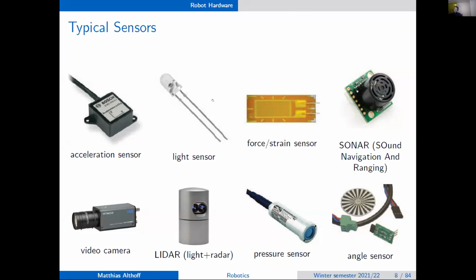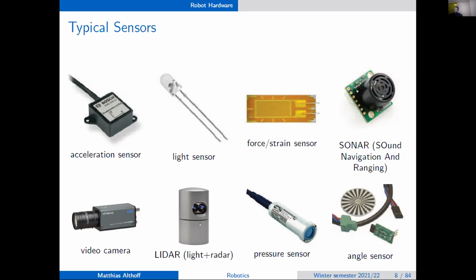For strain sensors, if you have physical interaction or if you have to manipulate physical objects, it's good to know how much pressure you apply. And sonar is especially good for underwater robotics, like if you want to have a robot that inspects the sea or wants to find new deep water species or whatever. I also once was in a project where an underwater vehicle was constructed, but I was only briefly involved. Then of course video cameras are used heavily nowadays. This is a kind of an old model, and maybe I should update the picture.